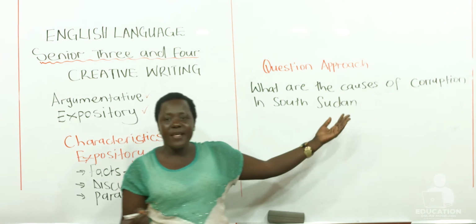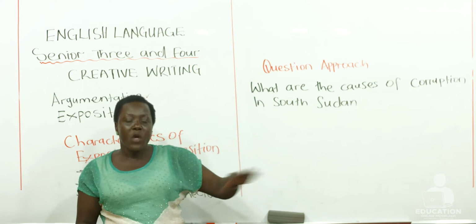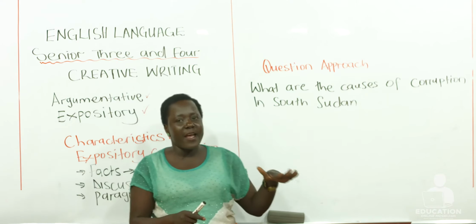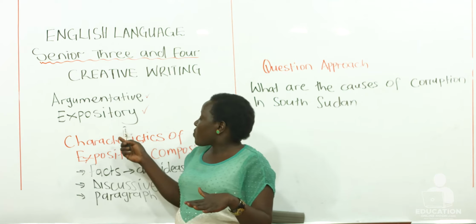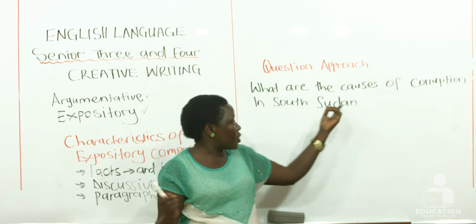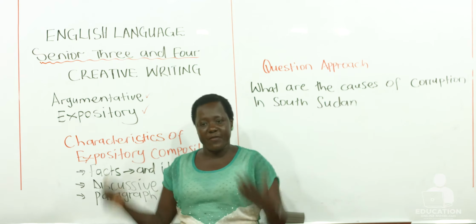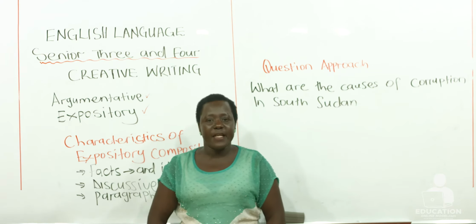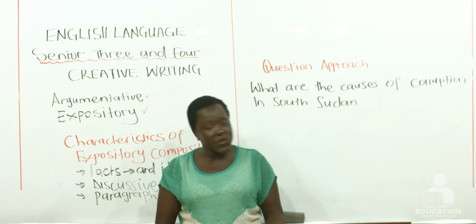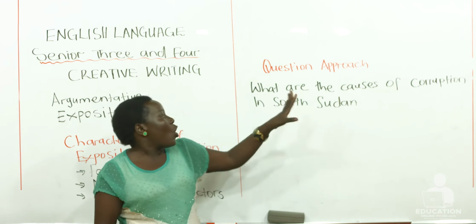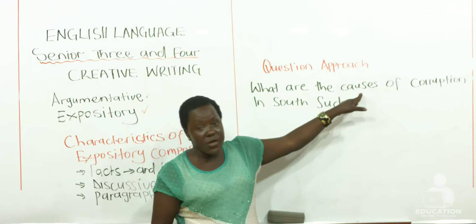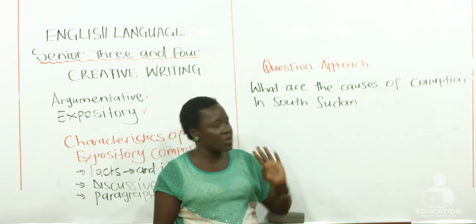Here you don't need to develop a standpoint. You have to write flat only the facts about corruption. And in this case, you are only looking at the causes. Don't even go and look at the prevention of corruption, or the results or dangers of corruption, the effects. Restrict yourself, or glue yourself, to the causes of corruption.